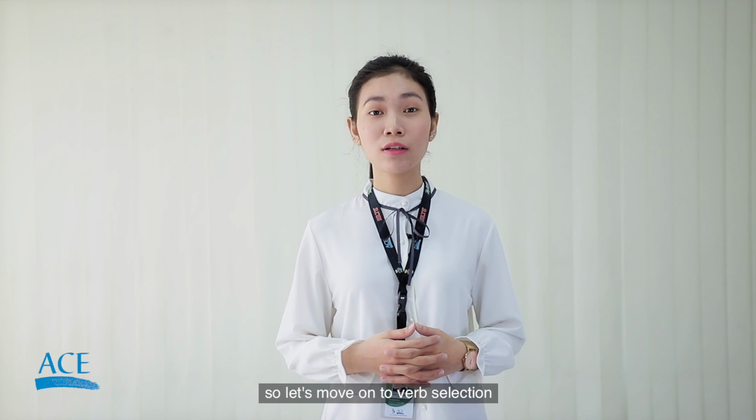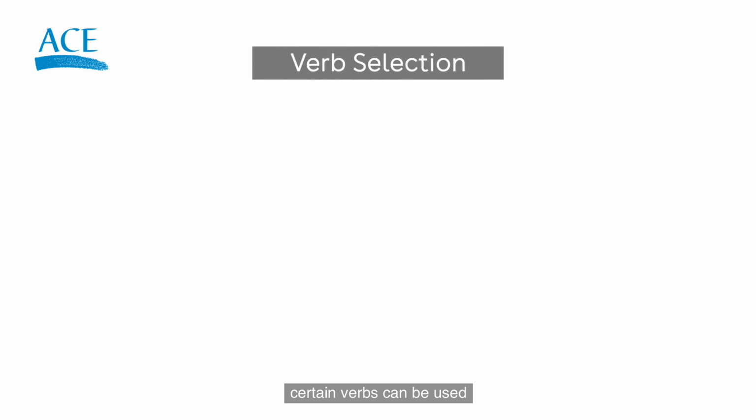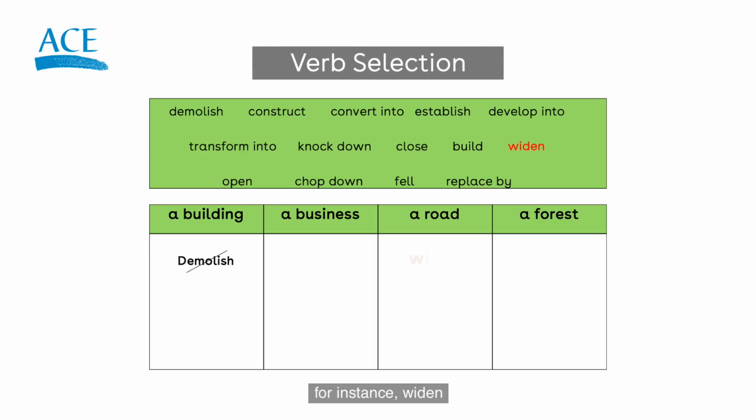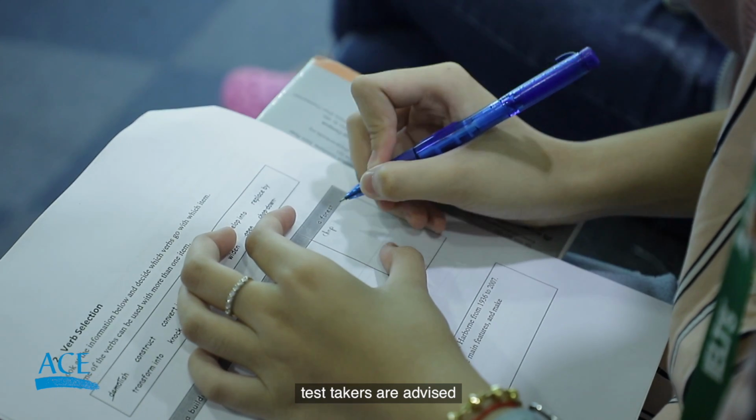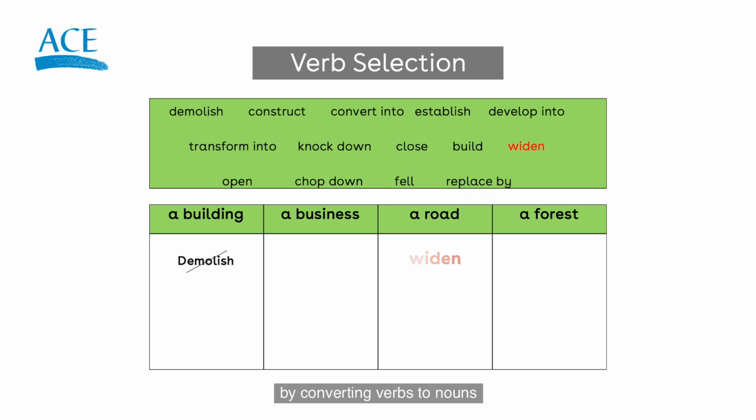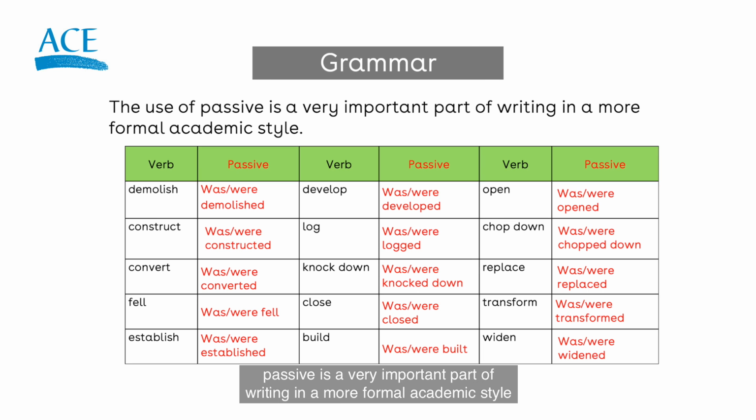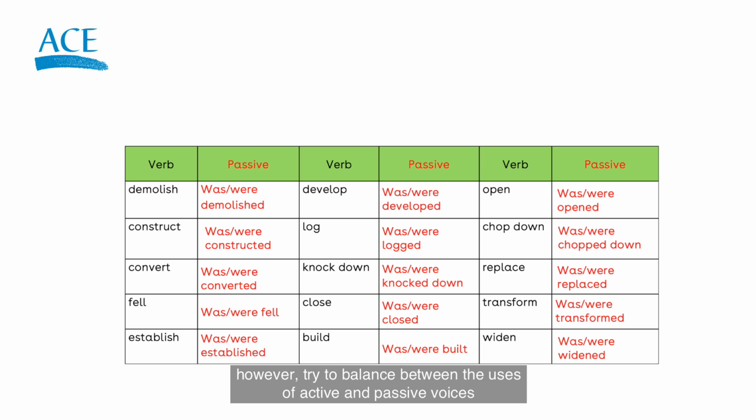Okay everyone, so let's move on to verb selection. Certain verbs can be used with certain nouns. For instance, widen can be used with road. Test takers are advised to extend their vocabulary range by converting verbs to nouns. The use of passive is a very important part of writing in a more formal academic style. However, try to balance between the uses of active and passive voices.